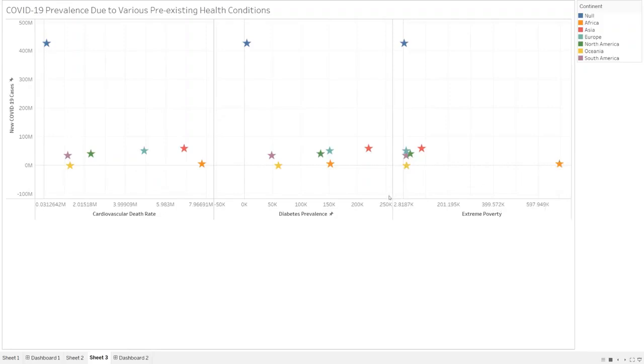This visualization can essentially serve as a breakthrough to help doctors and scientists first treat such pre-existing conditions in order to lower infection rates in their continent.